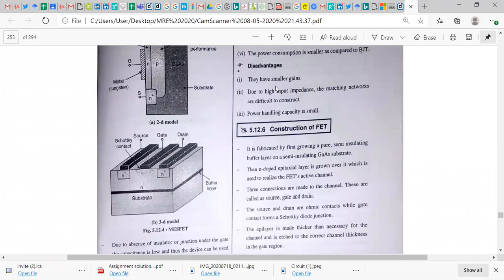Now, FET is having two disadvantages. Due to high input impedance, the matching networks are difficult to construct. And second is power handling capacity is small. Still, we use FET at microwave frequency. Why? It is having disadvantages that it is having low power handling capacity as well as high input impedance, but still we prefer FET over BJT in microwave circuits. Reason?